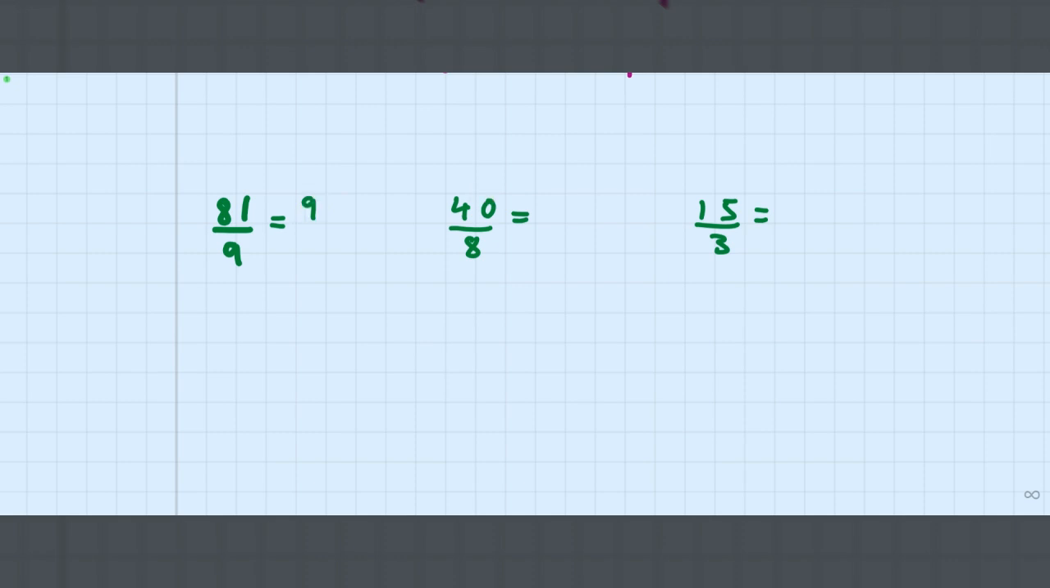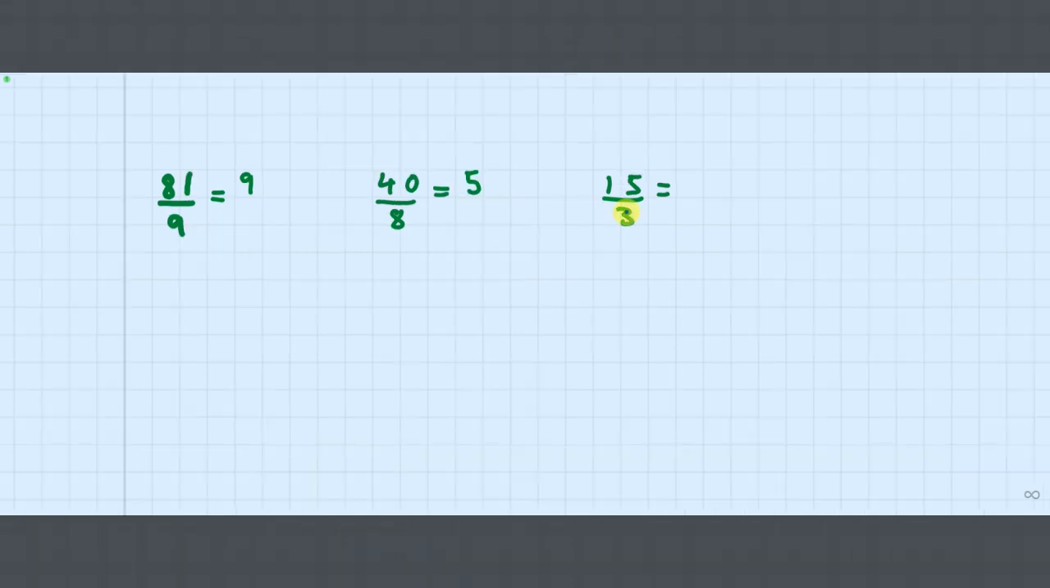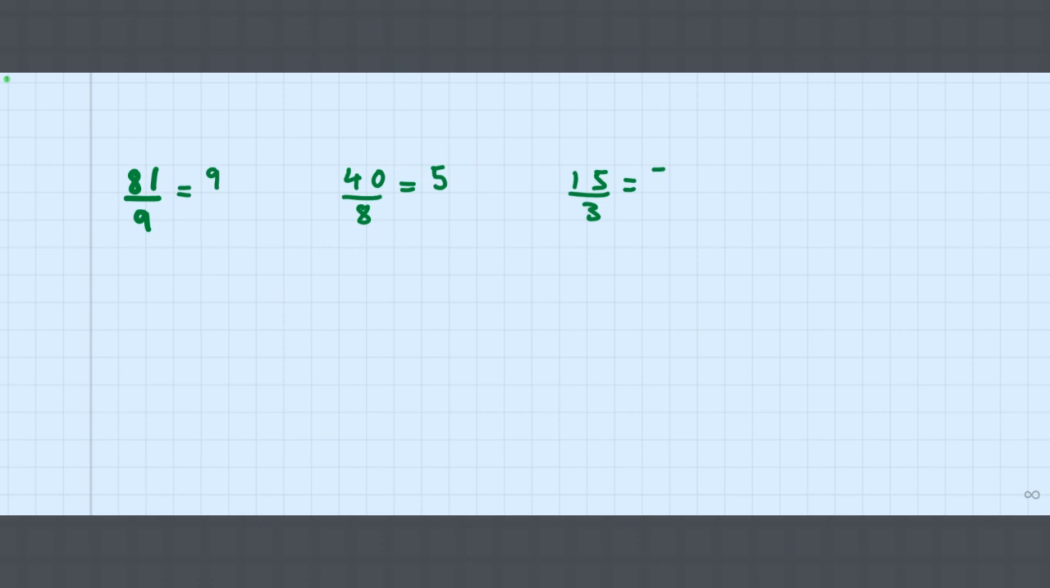40/8, 8 5s are 40. That's 5 wholes. 15/3, 5 3s are 15. So that's just 5 wholes.